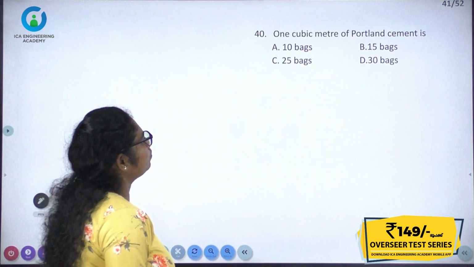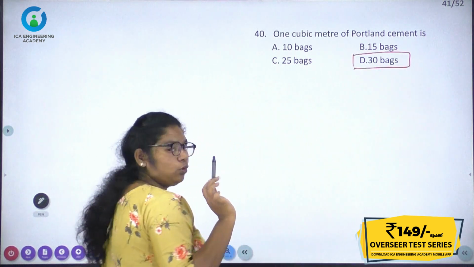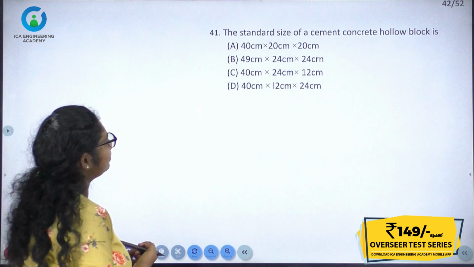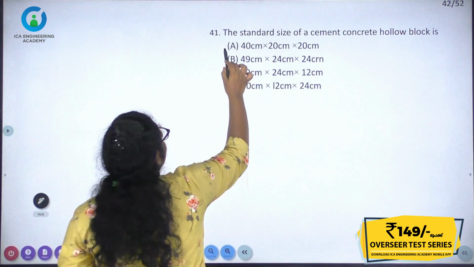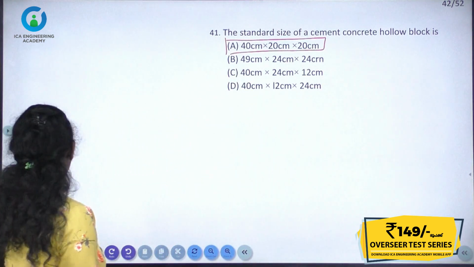1 cubic meter of Portland cement is 30 bags. A standard size of a semi-concrete hollow block is 40 by 20 by 20 centimeters.